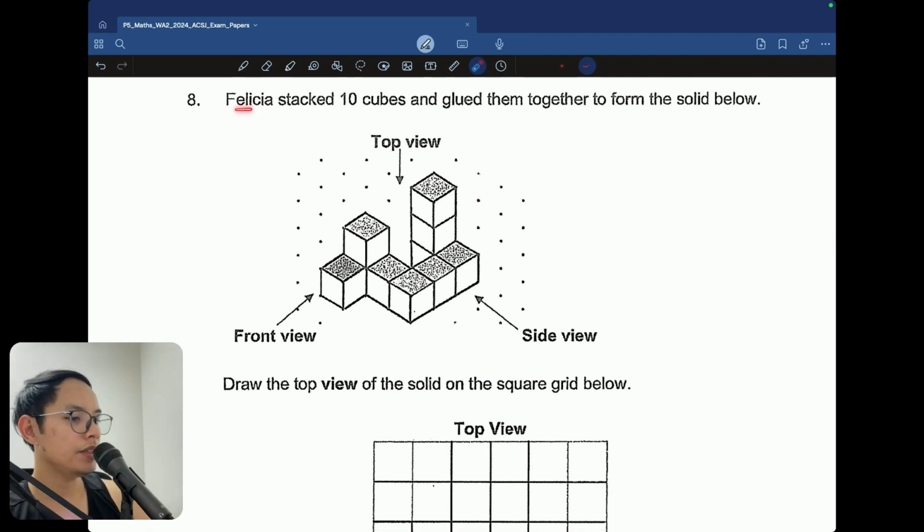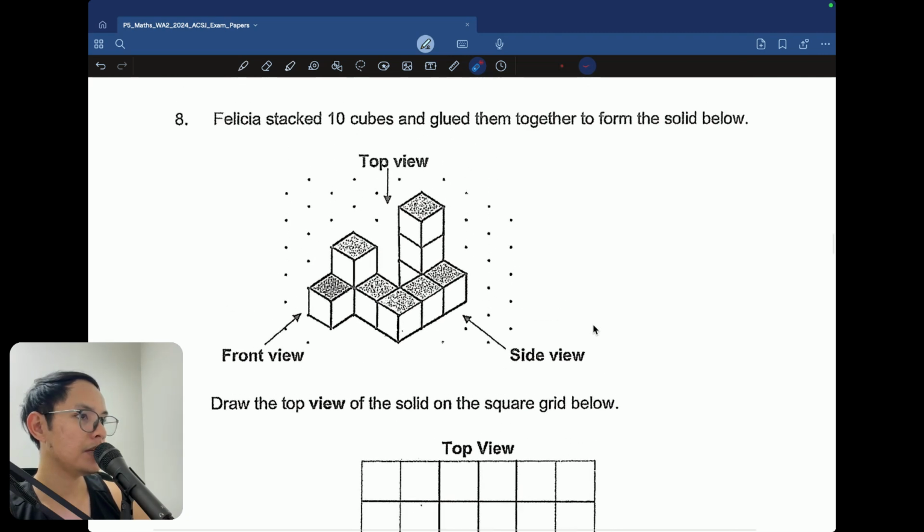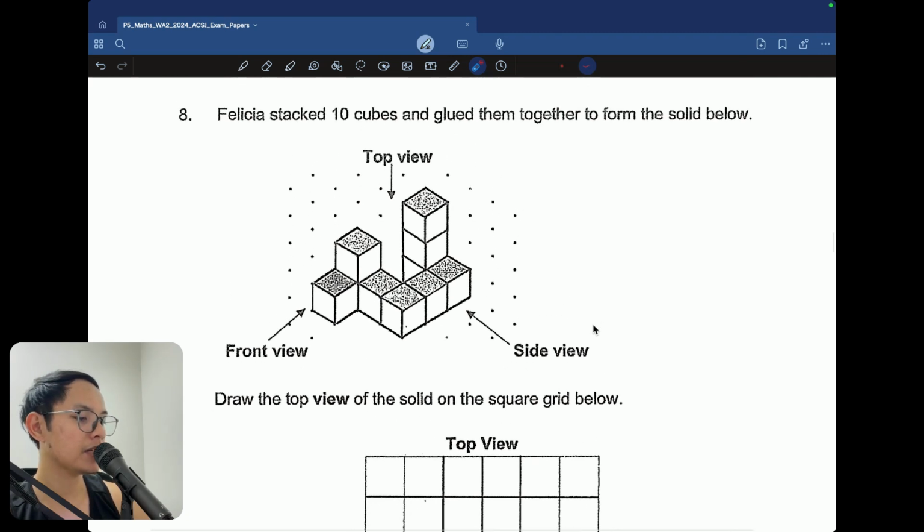Over here, Felicia stacked 10 cubes and glued them together to form the solid below. Draw the top view of the solid on the square grid. So this is something that we need to understand how it looks. Usually when you have something stacked like this, you can technically ignore some parts. What I tend to do is to have it look like this.